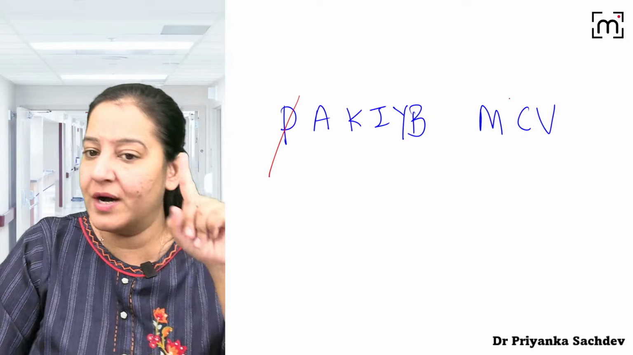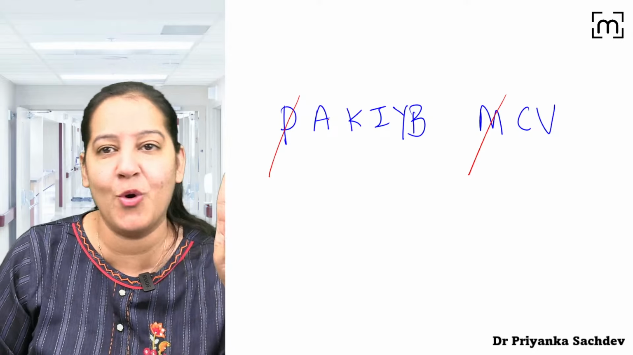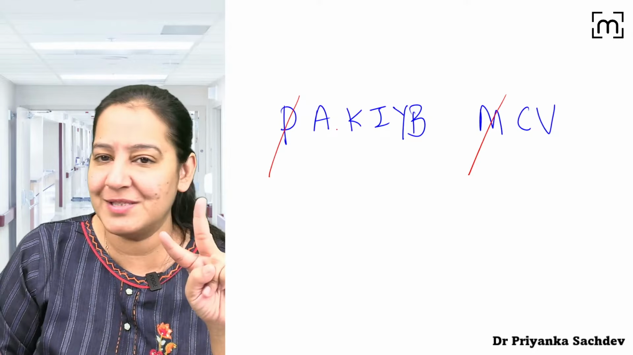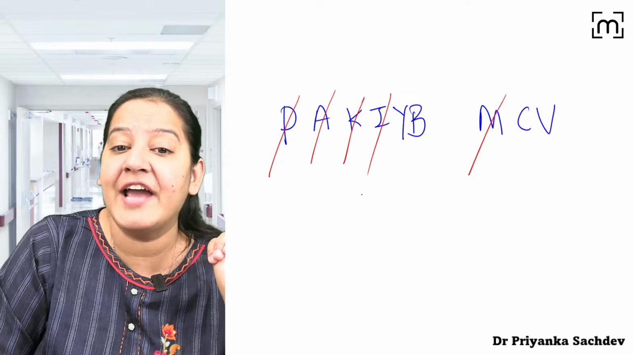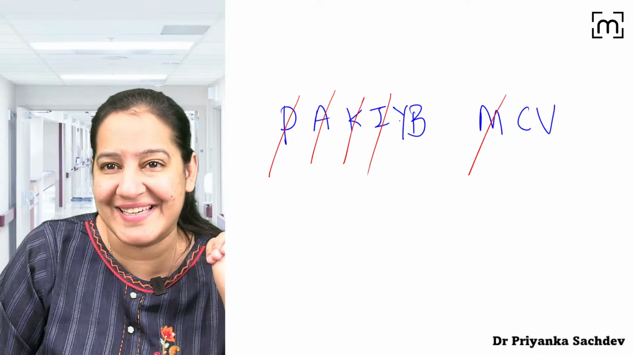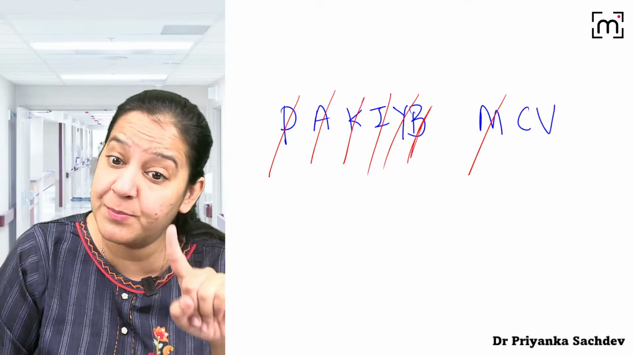P stands for pneumococcus, M stands for meningococcus. I remember these two together, right? So pneumococcus and meningococcus. A for anthrax, right? K for Klebsiella. I for influenza, Haemophilus influenzae. Y for Yersinia. B for Bordetella, not Brucella, it's Bordetella.